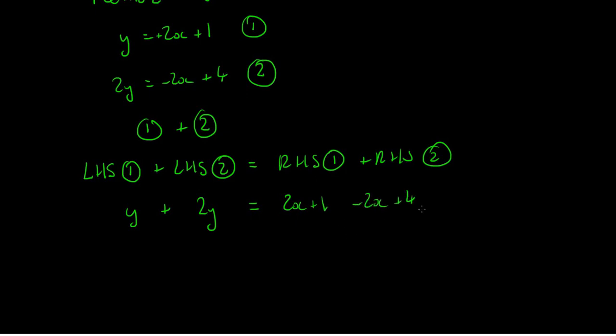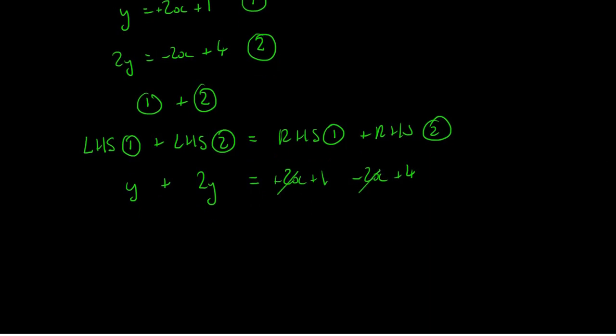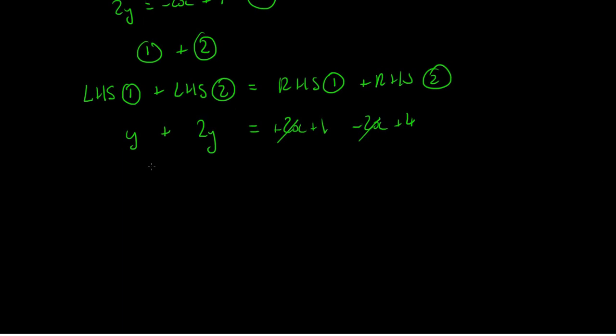Now if you look on the right-hand side of the equation, we've got a plus 2x here and a minus 2x here. And these would eliminate each other. That's why we did this operation. So we add the left-hand side, group the terms if you like. We have 3y is equal to 1 plus 4, because these are both gone. And that's equal to 5. And if we divide the 3 across, we end up with y is 5 over 3.